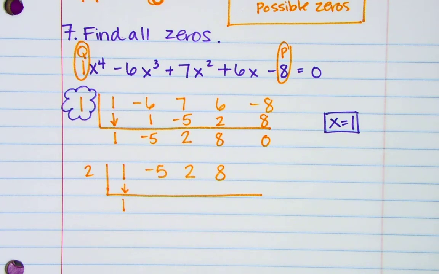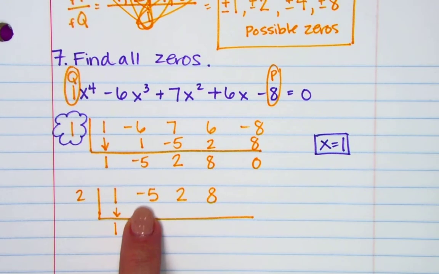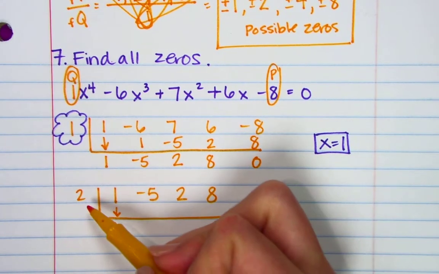If 2 doesn't work, then we can try another one. Do you go 1, -5, 2, 8? Yes, exactly. If it didn't work, that's a good question she's asking. If it didn't work, you start back with the same thing you started with. You don't move on, because you don't have anything down here to work with. But I think 2 works.